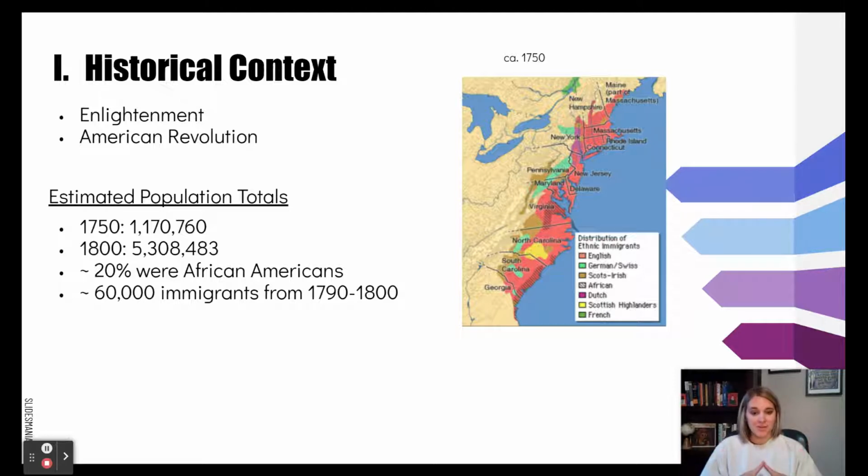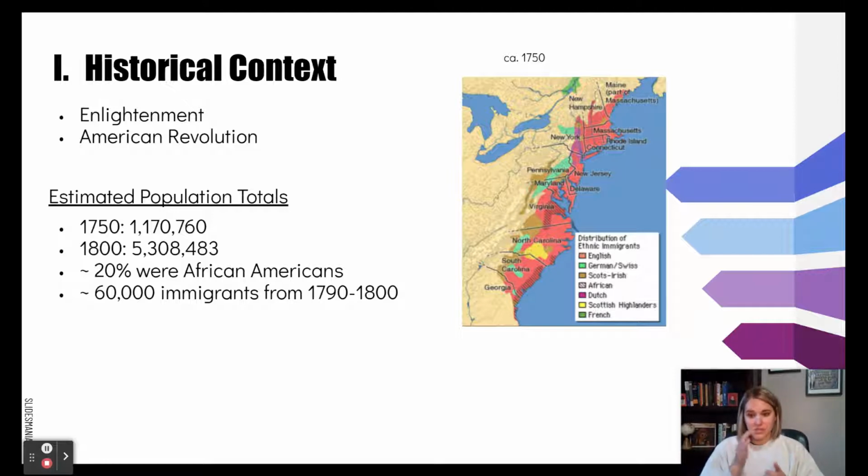Okay, then we also need to think about the American Revolution. In 1754, American colonists are fighting alongside the British in the French and Indian War. And by 1800, we have the United States of America. And so this is just a massive amount of change in the identity of individuals and the nation.